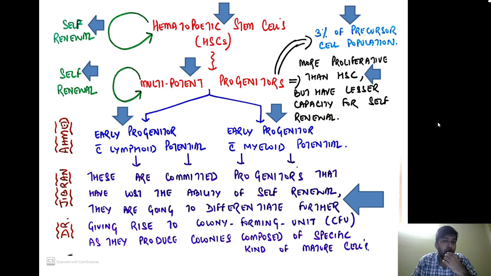They cannot self-renew, they have to differentiate further, giving rise to units called colony forming units. So what are these colonies? For example, the early lymphoid progenitor will give rise to a colony forming unit of T lymphocyte, a colony forming unit of B lymphocyte, and a colony forming unit of natural killer cell. Similarly, myeloid progenitors will give rise to colony forming units of neutrophils, monocytes, megakaryocytes, RBCs, and so on. Why are they called colony forming units? Because they produce colonies composed of a specific kind of mature cells.